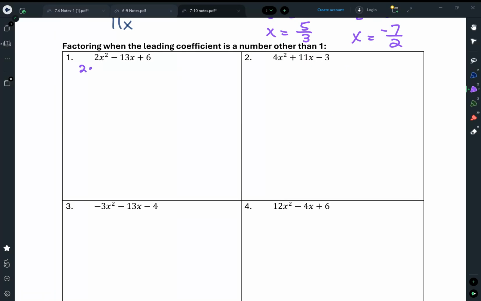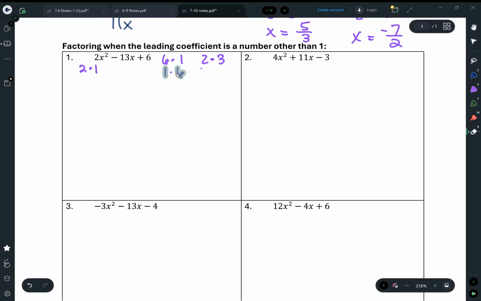Well, that's only 2 times 1, so that's going to help a little bit. But for 6, we could have 6 times 1, we could have 2 times 3, and then remember, we can kind of reverse the order of those factors as well. So I could write 1 and 6, I could write 3 and 2. Maybe I won't put all of those down because that looks confusing.